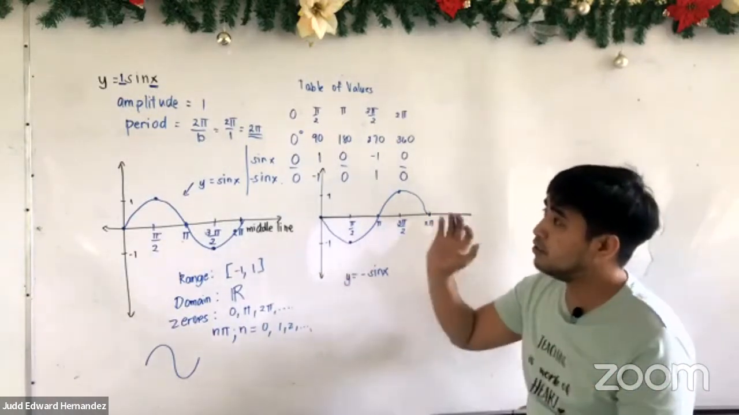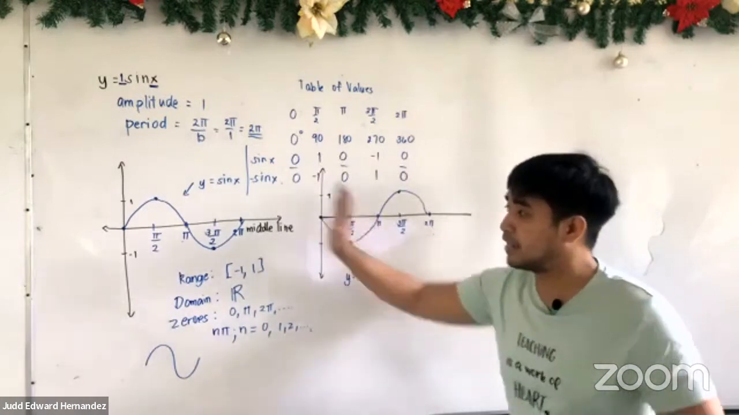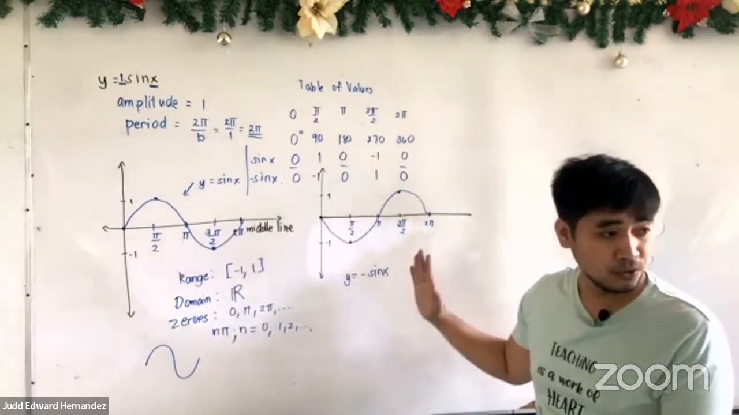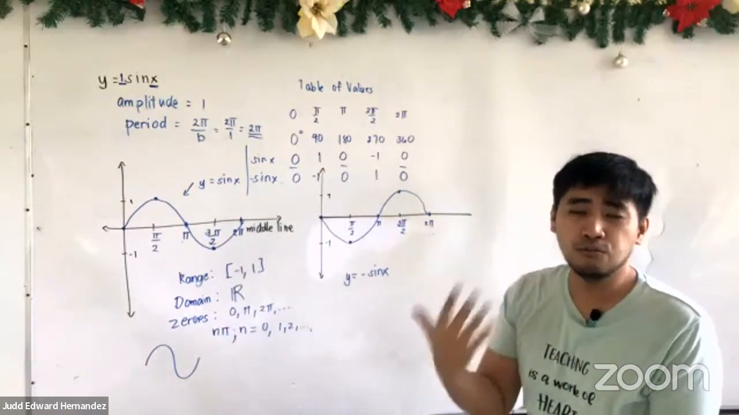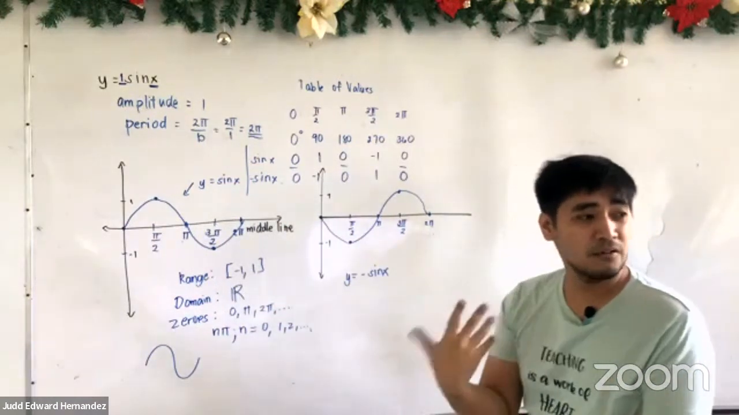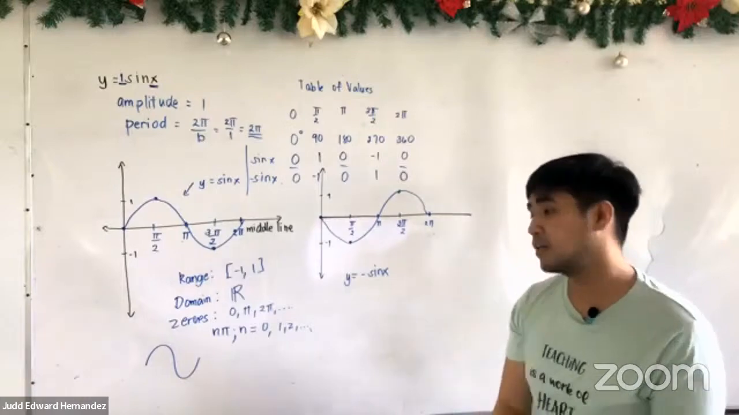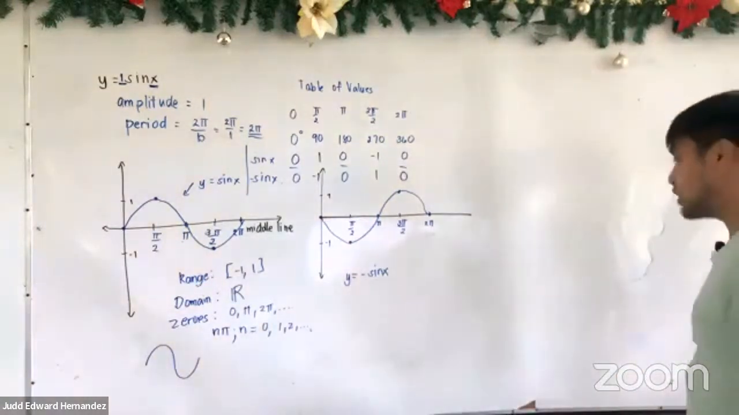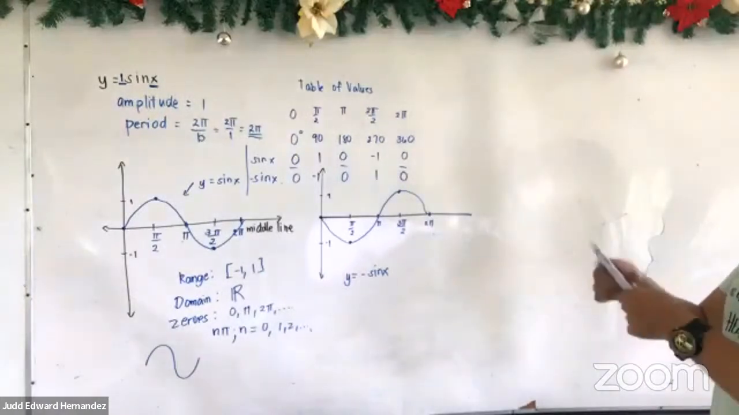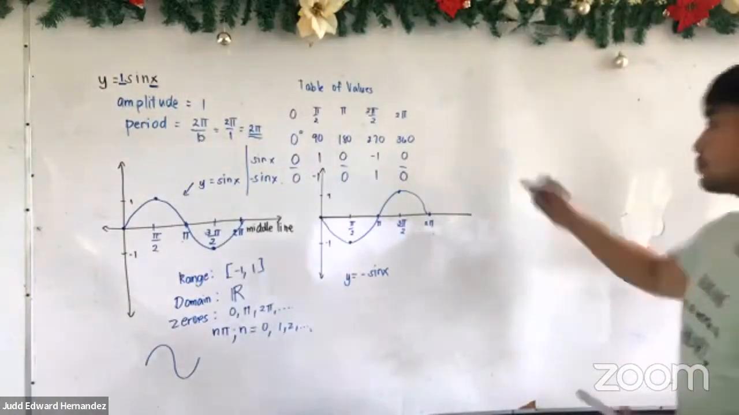Again, pag tinanong ka ng y is equal to sin x, ito dapat yung magiging sagot mo. Pero mababago yan if you are given y is equal to 2 sine 3x, 4 sine 5x. So, ganun po yung mangyayari. So, let's proceed with cosine. Ano naman kaya yung mangyayari kapag we are now given cosine?